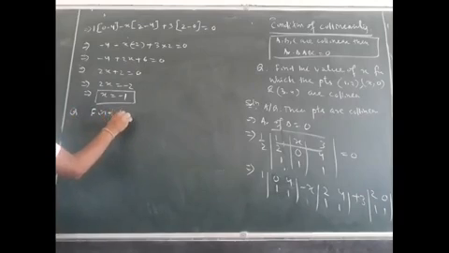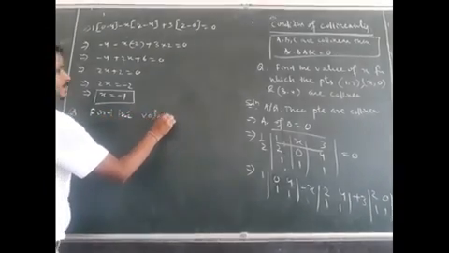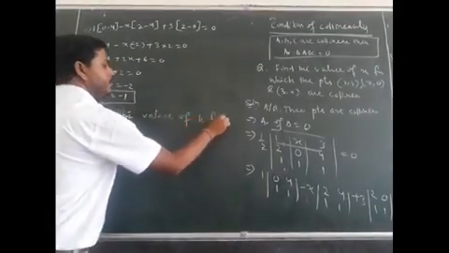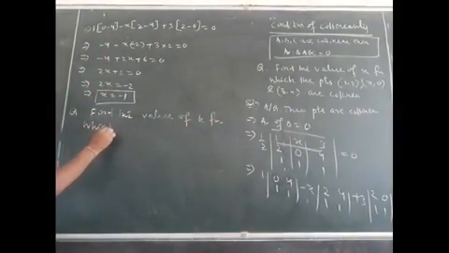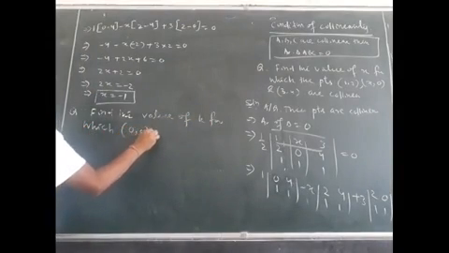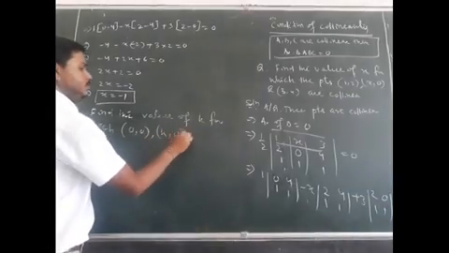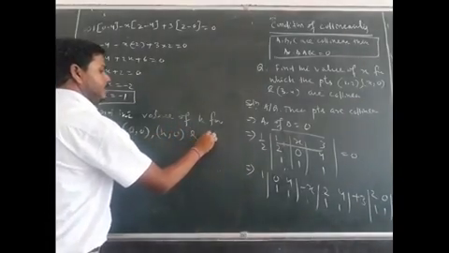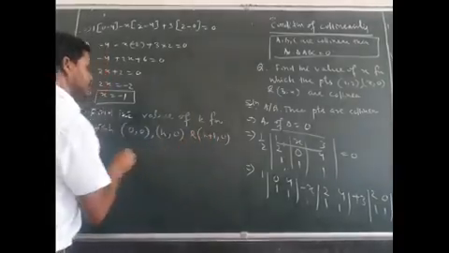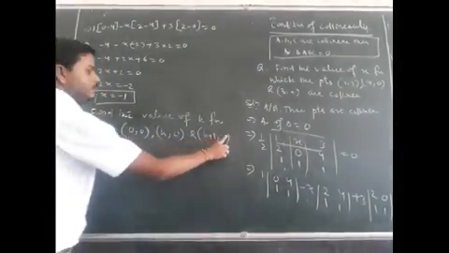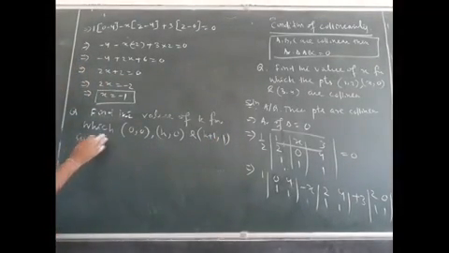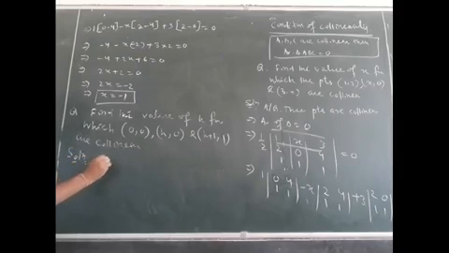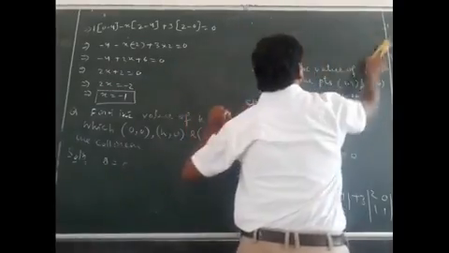Find the value of k. I repeat, find the value of k for which the points (0, 0), (k, 0) and (k plus 1, 1) are collinear. Same thing. So here delta must be equal to 0 and the delta formula is half whole into.